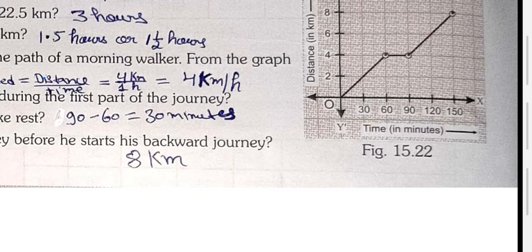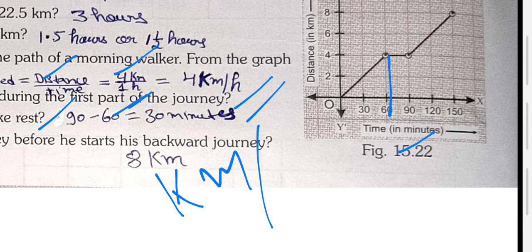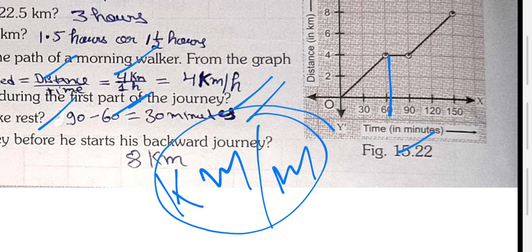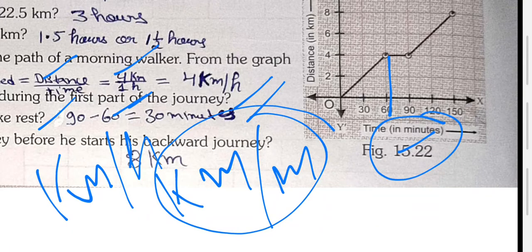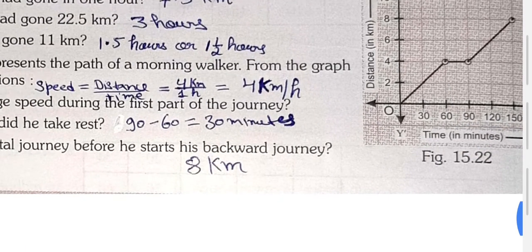I am writing here, speed is distance upon time. Distance is 4 kilometers and time is 60 minutes, which you can write as 1 hour. So the speed will become 4 kilometers per hour, because speed is given in kilometers per hour. If your answer becomes 4 upon 60, then the speed will come in kilometers per minute, but that is not a standard unit. The standard unit is always kilometers per hour, so we have to convert this time into hours. So your answer is 4 kilometers per hour.